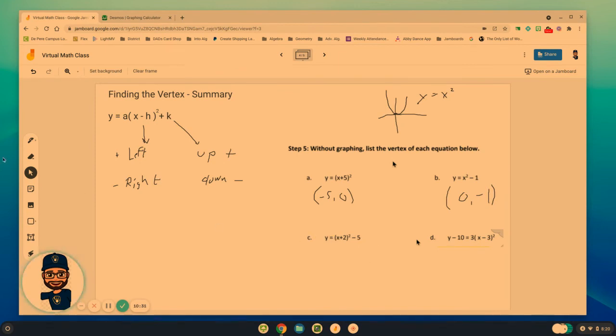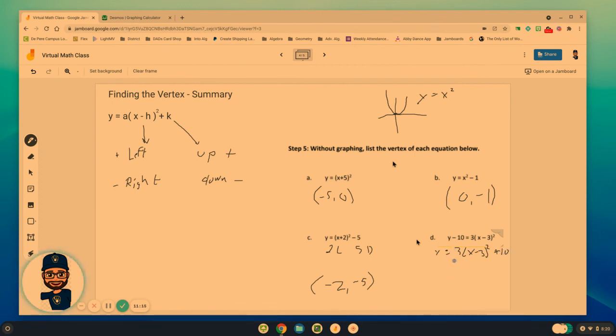All right, letter C should be a little bit more straightforward. This 2 is telling me, because it's positive, I got to go 2 left. Negative 5 means 5 down. So if I go 2 left and 5 down, I'm at negative 2, negative 5. Now D is a little bit tricky. We don't have a 10, or we don't have anything out here, but we have a 10 over here, which means I actually should probably move that by adding 10 to both sides, and then I can identify.